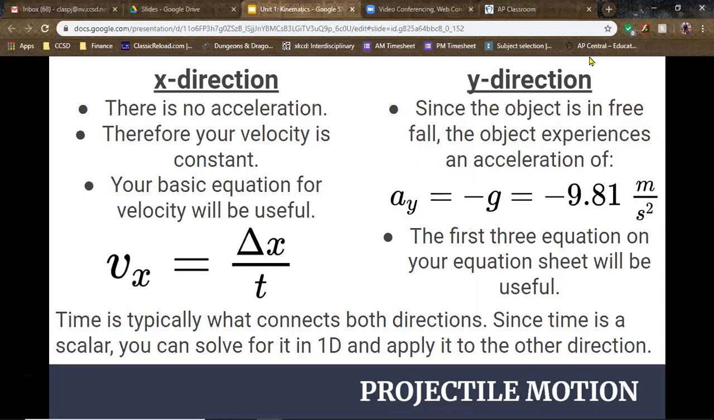Time is a scalar. Velocity, displacement, acceleration, all of these are vectors, so you have to be careful about the direction. You have to treat them as separate directions. However, time is a scalar, so time can go back and forth. If I calculate the time in the x direction, I can use that in the y direction because time doesn't depend on direction. Time is going to be one of the big things that helps you to connect the two. It's going to help you to connect separate equations, all right?